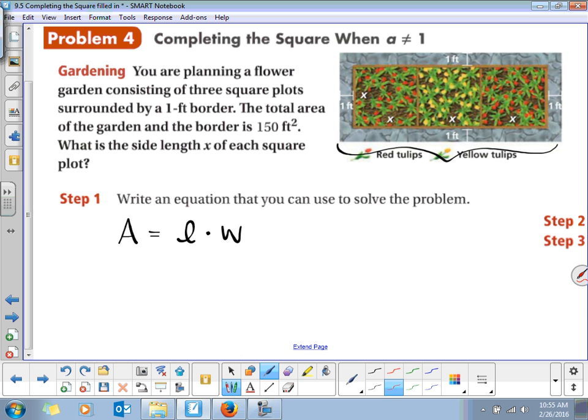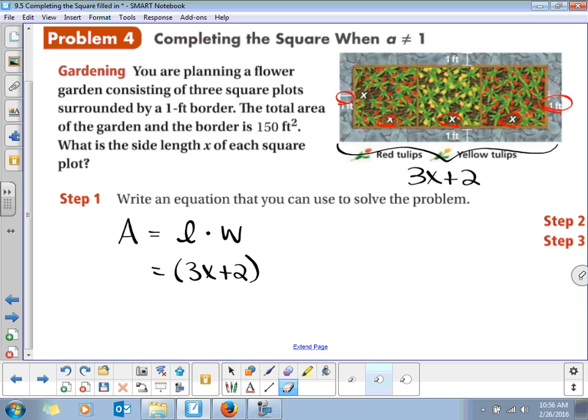So we've got this 1 foot that's right here. We've got this x, and x, and then we've got another 1 foot over there. So this whole length here is going to be what? x plus x plus x is 3x, plus 1 plus 1 is 2. Not 2x, just 2, right? So this is going to be 3x plus 2. Is everybody with me? So that's our length, 3x plus 2.